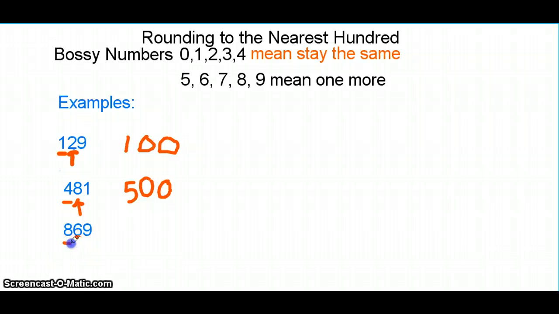In our final example, we have an 8 in the hundreds place, which means the 6 is our bossy number. A 6 tells the 8 to become 1 more. 1 more than 8 will be a 9. And then the other 2 numbers are going to be replaced with zeros. So 869 will round to 900.